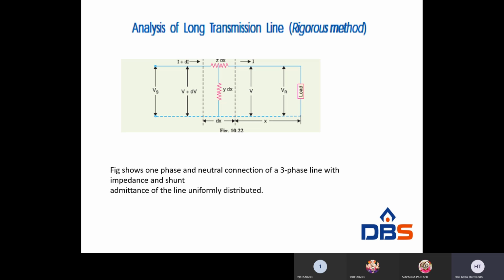Look at the figure. The figure shows the single phase neutral connection of a 3-phase line with impedance and shunt admittance of a uniformly distributed line. We just have to assume that the line is uniformly distributed. Then only can we apply the rigorous method, right? Consider a small element in the line of length dx. This is the small length dx, Zdx, Ydx, right? Small length dx is situated at a distance x from the receiving end.